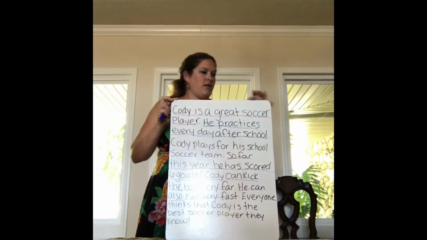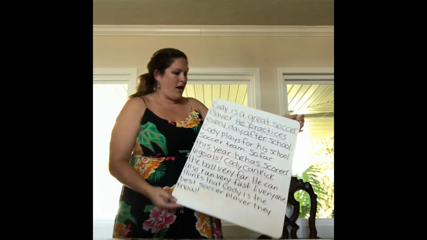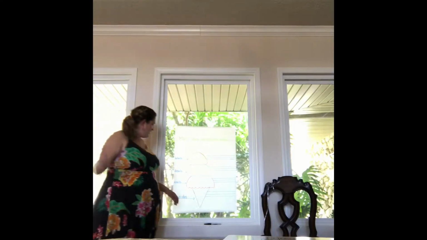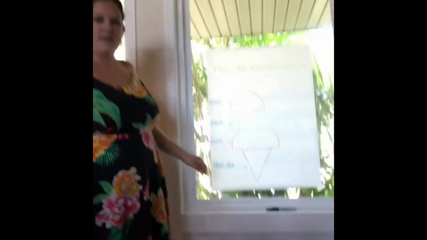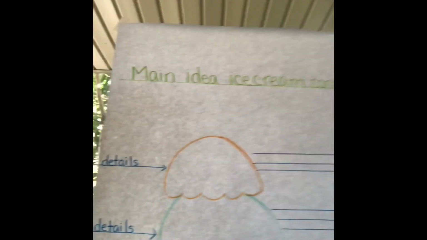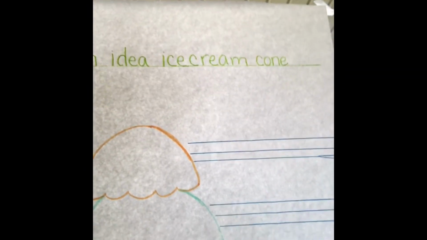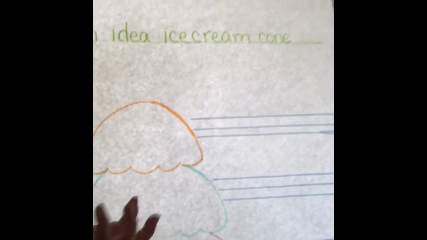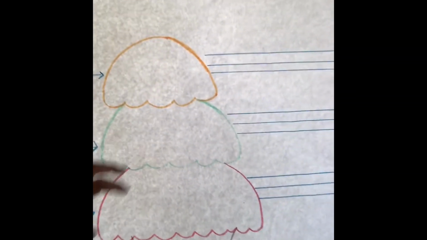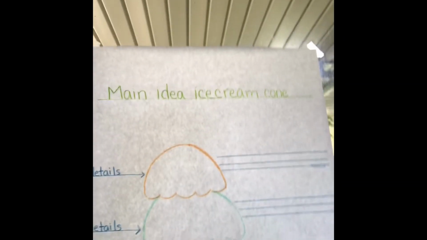Thank you. All right. So now we're going to go. I created this chart here. And it has an ice cream cone. The ice cream cone is going to stand for our main idea, because the main idea is the very base. That's what everything is about. You cannot have ice cream without something to hold it. The ice cream scoops are going to be our details.